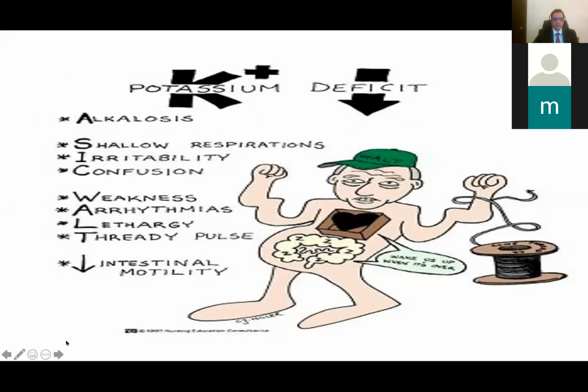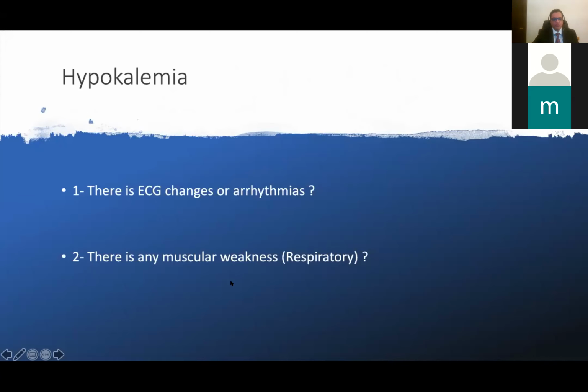And this is a summary. So again, the same approach. If I face a patient who is hypokalemic, as an emergency physician, I should ask myself two important questions. They will direct me and decide how urgent and how emergent my intervention is. Is there any ECG changes or arrhythmias, or any muscular weakness, specifically respiratory? Evidence of one of those will mandate an emergency-based correction and urgent action.